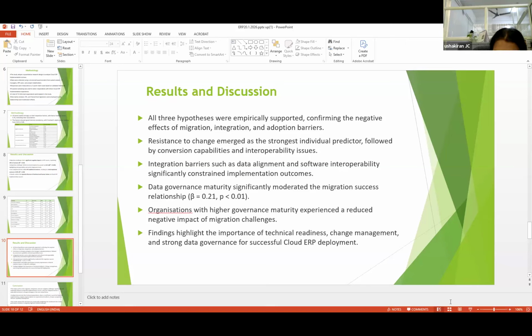the migration challenges. It means that if data governance maturity is low, the other challenges also create more problems in ERP implementation and its success. And wherever data maturity was high, it reduced the negative impact of the other challenges.